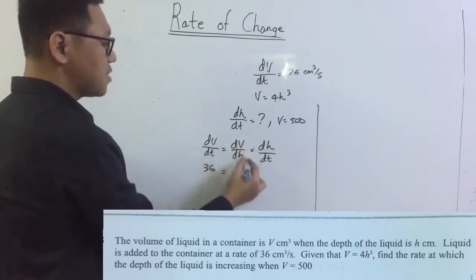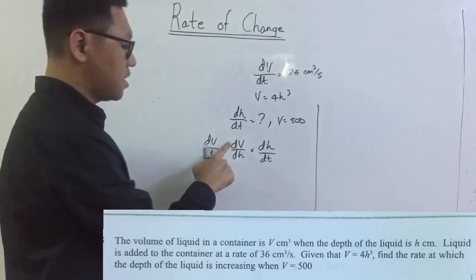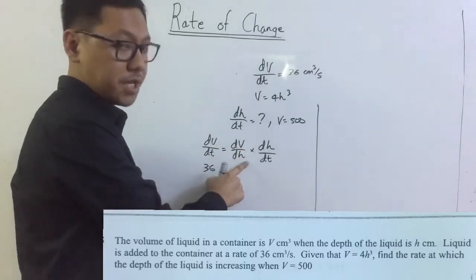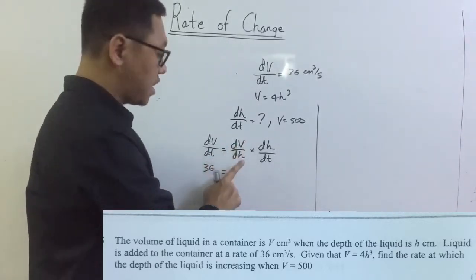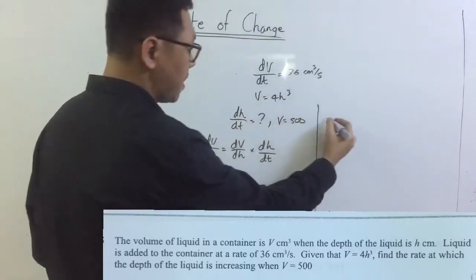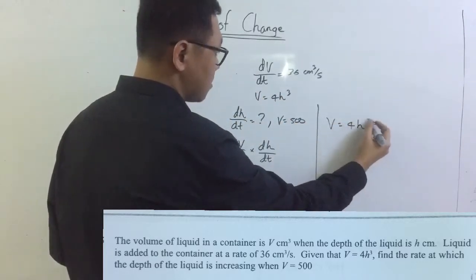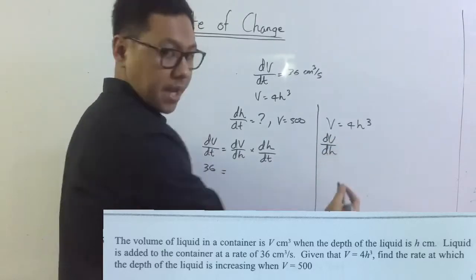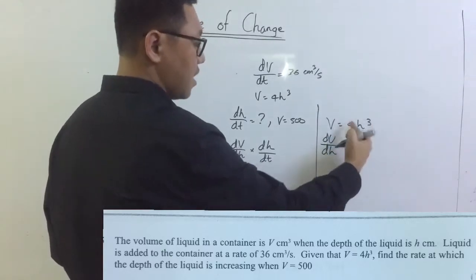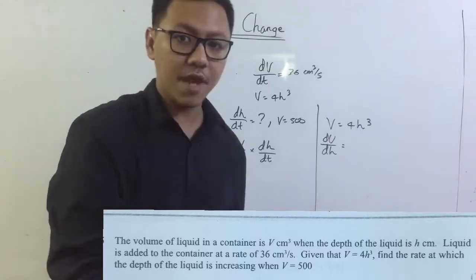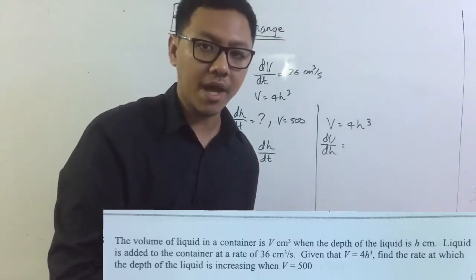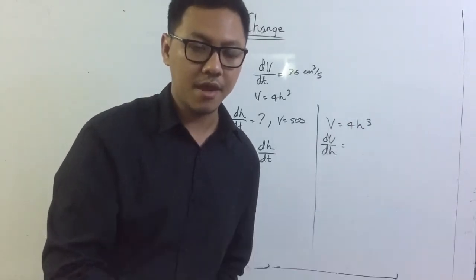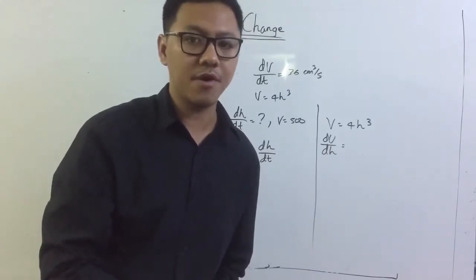And dv by dh, we don't have that. So which is the derivative of v with respect to h. You have to differentiate v with respect to h. So v is equal to 4h cubed. I'm going to differentiate with dv by dh. If you haven't learned differentiation, you can go watch my video clips 4 and 5, where I explain all the rules for differentiation.